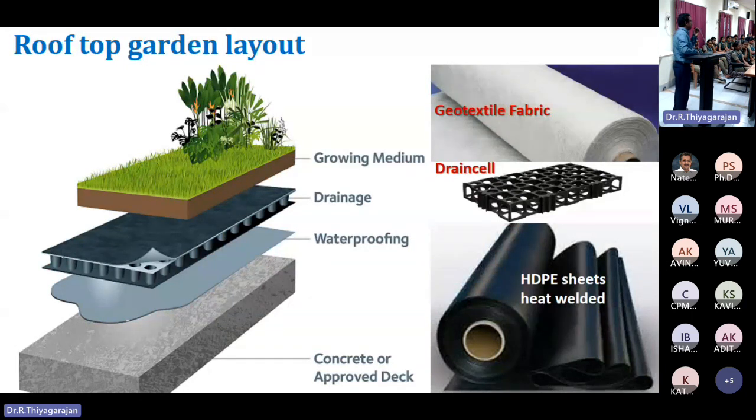On top of that, you have drain cells. On top of that, you have the growing medium. The medium could be a lightweight thing, a combination. On top of that, you can have plants. So this is how you design it. And you see the materials on top of that. The geotextile is the filter fabric. The drain cell is to enhance the drainage.